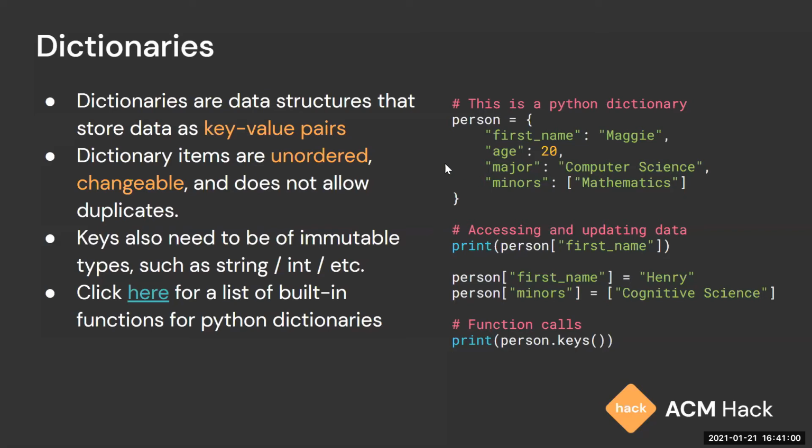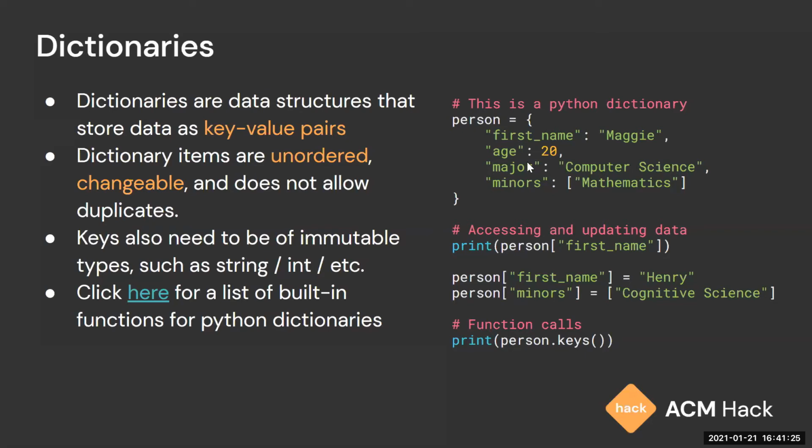And they do not allow duplicates either. So the values can be any type. So we can have strings, we can have numbers, integers, floats. We can also have lists, other data structures as the values. And keys need to be immutable types, such as strings or numbers.